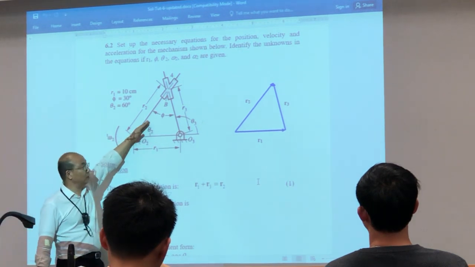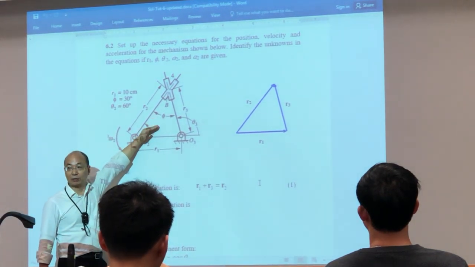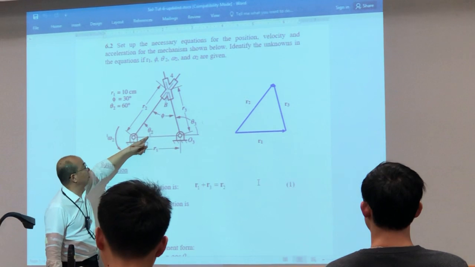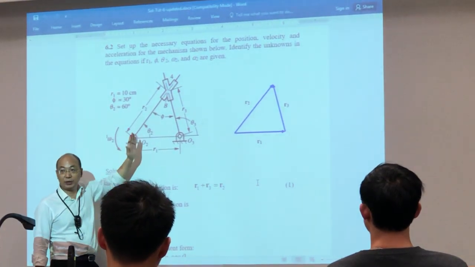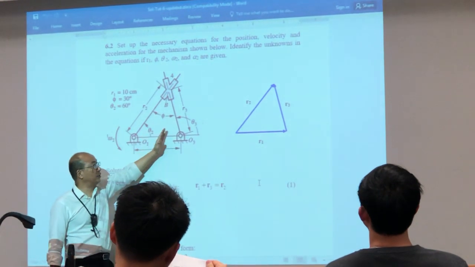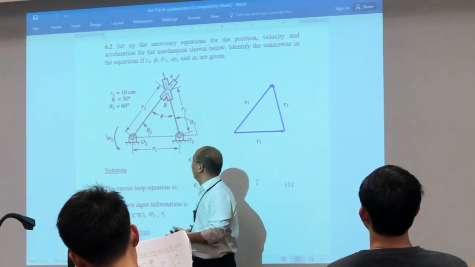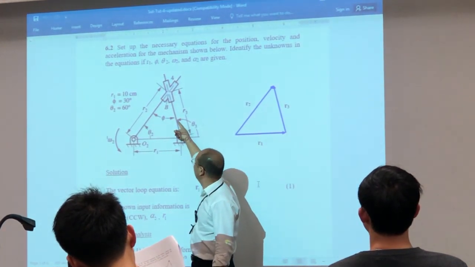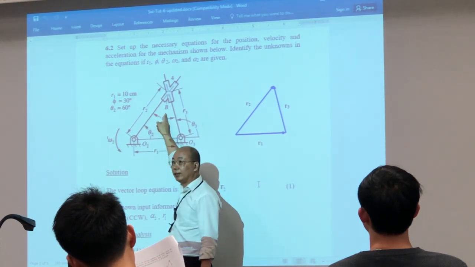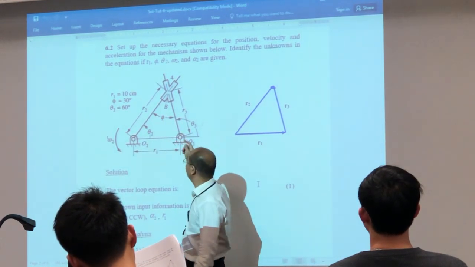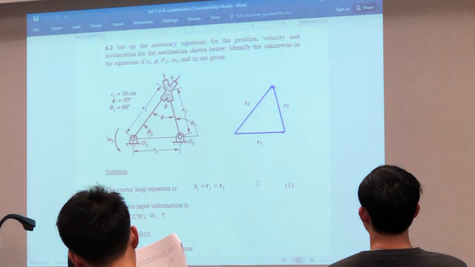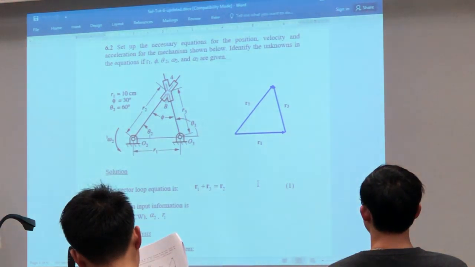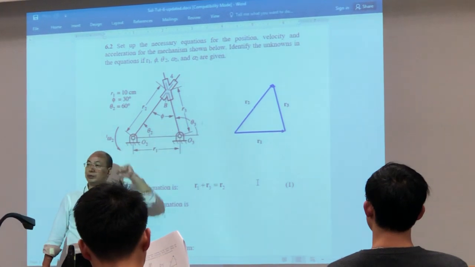Say I assume link 2 is an input link. If link 2 is an input link, theta 2 is supposed to be given to you. So theta 2 is given. Then how about theta 3? You have to look at this triangle. You can say theta 3 will be equal to theta 2 plus phi. And this phi angle is this fixed angle. Phi is constant. So if theta 2 is given, that means theta 3 you always know.